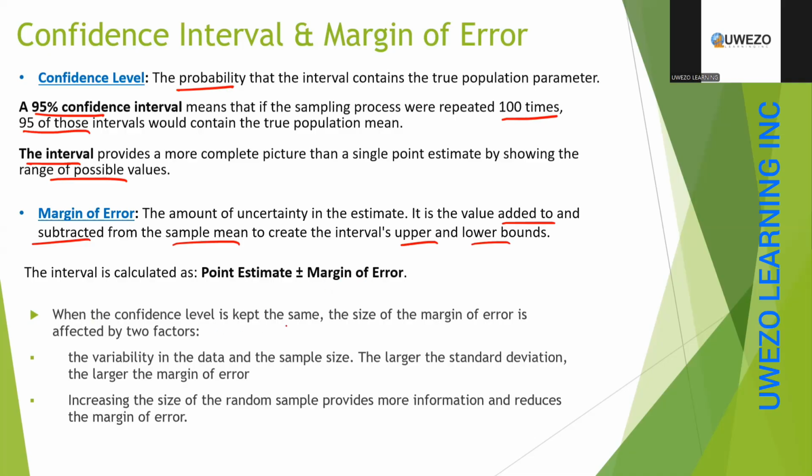When the confidence level is kept the same, the size of the margin of error is affected by two factors: the variability in the data and the sample size. The larger the standard deviation, the larger the margin of error. And increasing the sample size means there is more information, and that reduces the margin of error.